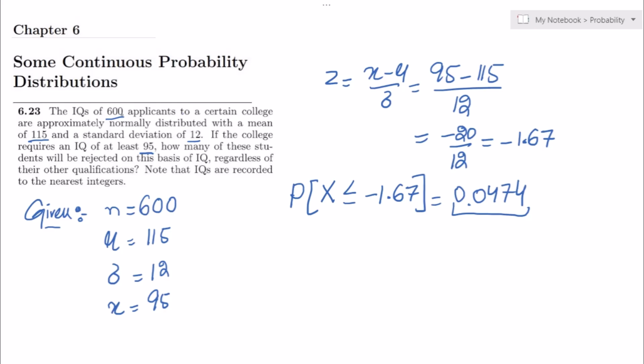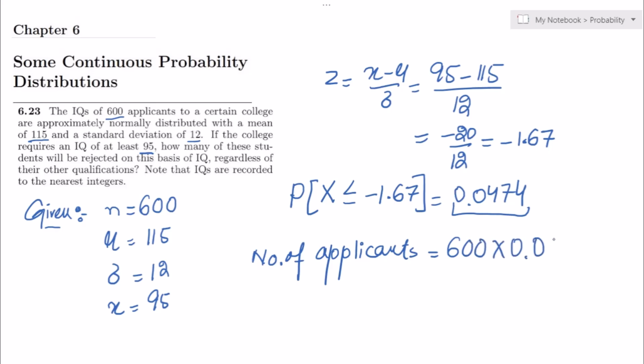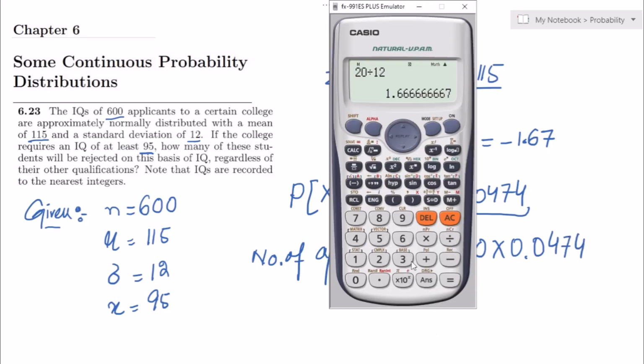But we want to find out the number of applicants out of these 600. So in order to find the number of applicants out of the 600 which fulfills this criteria, it would be the number of applicants multiplied by the probability 0.0474.